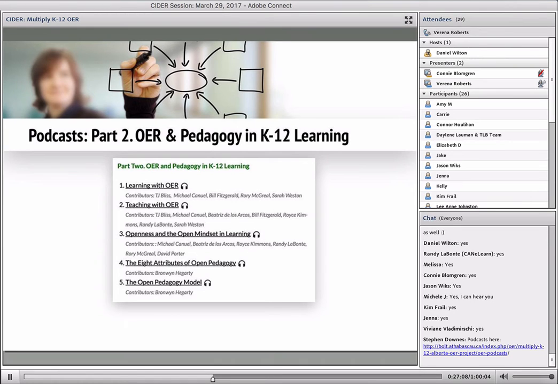The Openness and Open Mindset podcast challenges us to think about open as a mindset. And as Stephen alluded to earlier, it's Open Education Week every week. We have people like Bea, Royce, Randy, Rory, David Porter, and Michael give inspirational ideas about the potential for openness in learning today. Then finally, I'll let Connie talk about the 8 attributes of open pedagogy, the open pedagogy model, and next, the copyright. Go ahead, Connie.